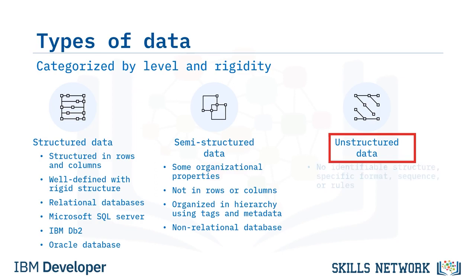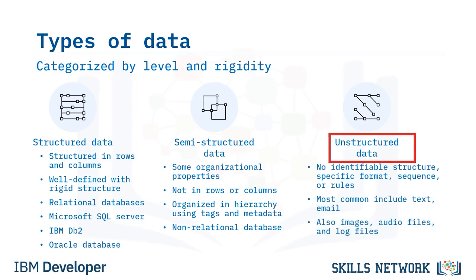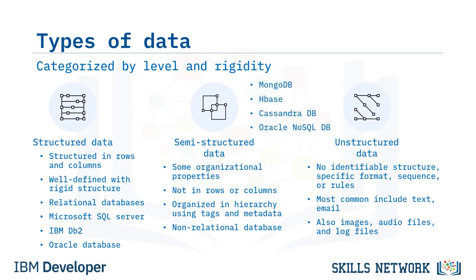Unstructured data is information that does not have an identifiable structure or specific format, sequence, semantics, or rules, and is often stored in NoSQL databases. The most common examples of unstructured data include text like Word documents and emails. However, unstructured data also includes images, audio files, and log files. MongoDB, HBase, CassandraDB, and Oracle NoSQL DB are forms of semi-structured and unstructured data.